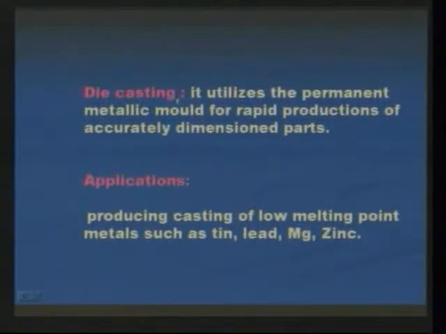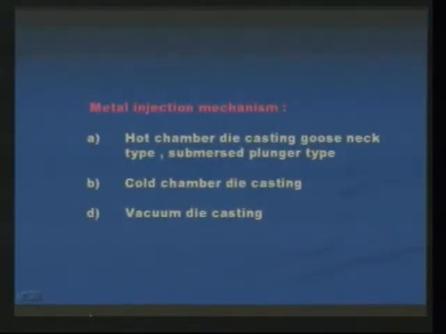The next one is die casting. It utilizes a permanent metallic mold for rapid production of accurately dimensioned parts. Die casting is originally used in the casting of low melting point metals such as tin, lead, magnesium and zinc. Different metal injection mechanisms are also applied in this case. The first one is hot chamber die casting, gooseneck type and submerged plunger type. The second one is cold chamber die casting, and the third one is vacuum die casting.